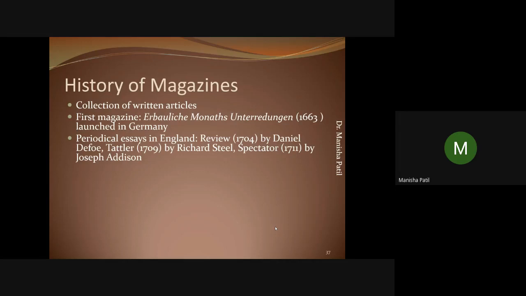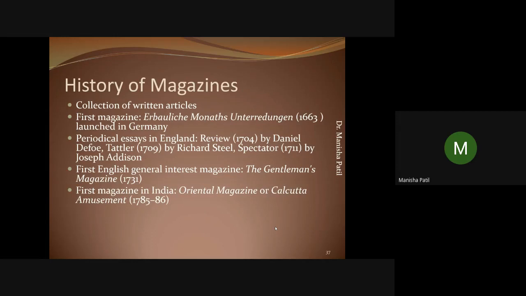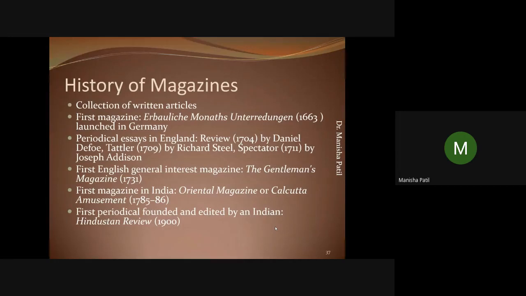Please note down. The first English general interest magazine is The Gentleman's Magazine, started in the year 1731. The first magazine in India is Oriental Magazine or Calcutta Amusement, which was published in the years 1785 and 86. The first periodical funded and edited by an Indian is Hindustan Review, started in the year 1900. Please note down all the important points in the history of magazines.